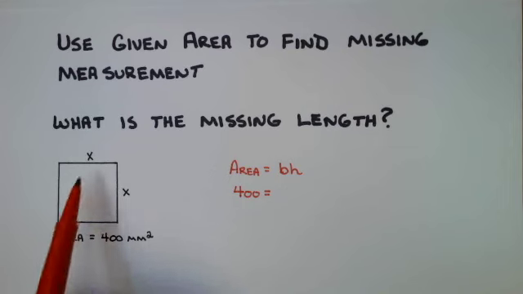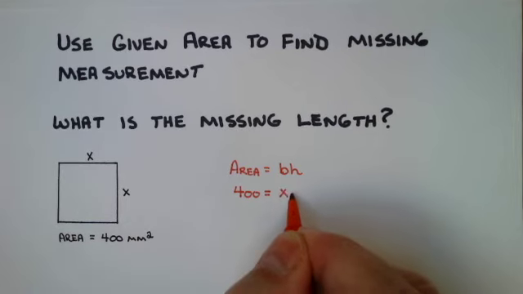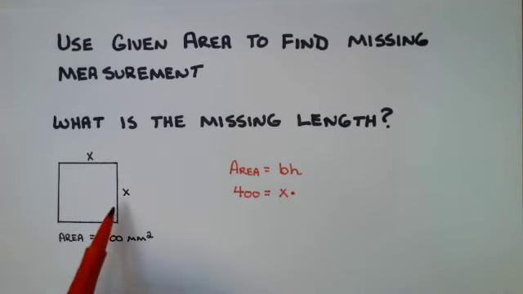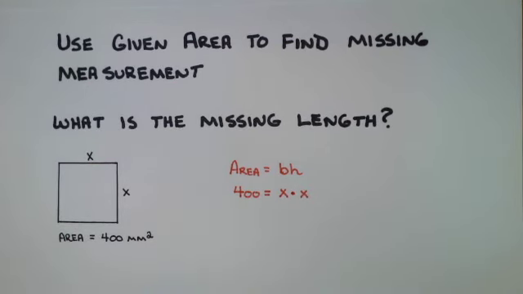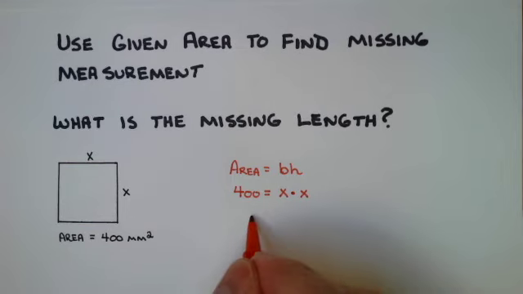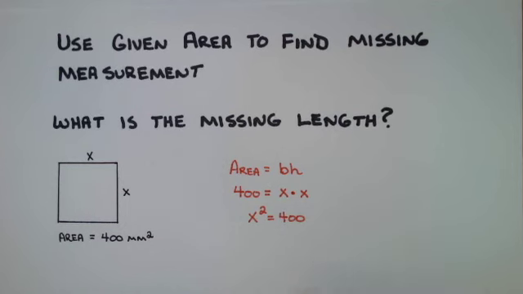Do I know what the base is? The base is x. Times, do I know what the height is? The height is also x. Now I need to solve this equation. Multiply these two together, I get x squared is equal to 400.